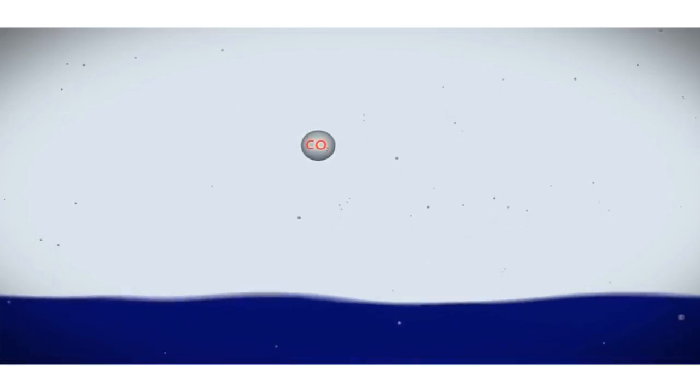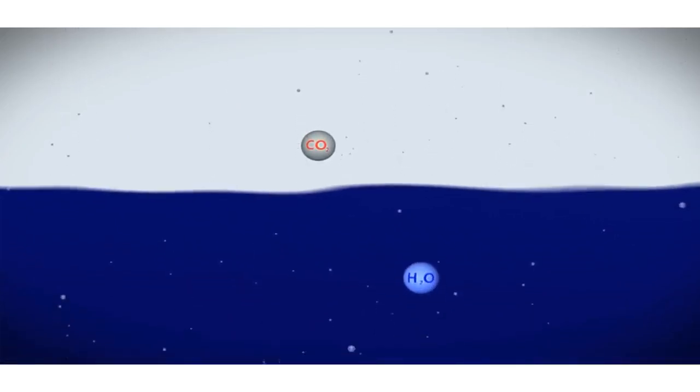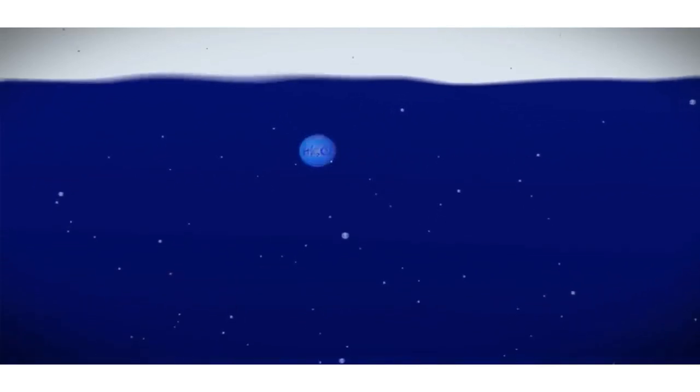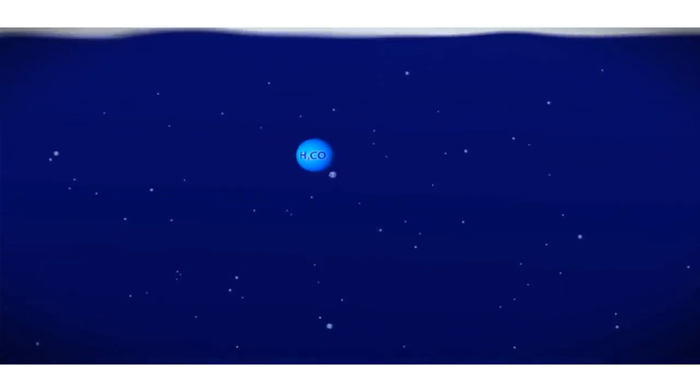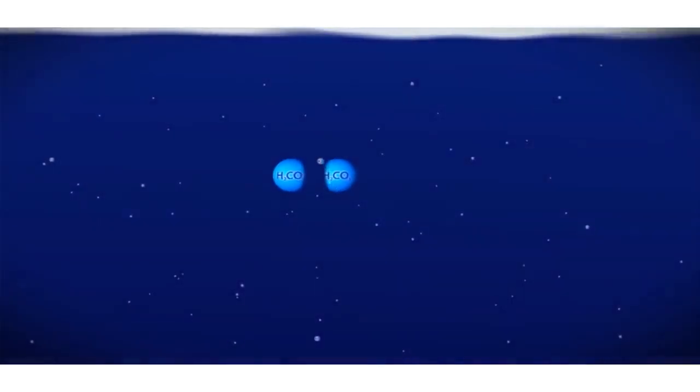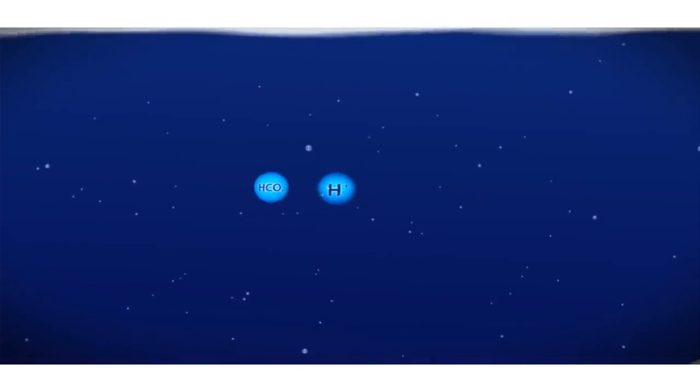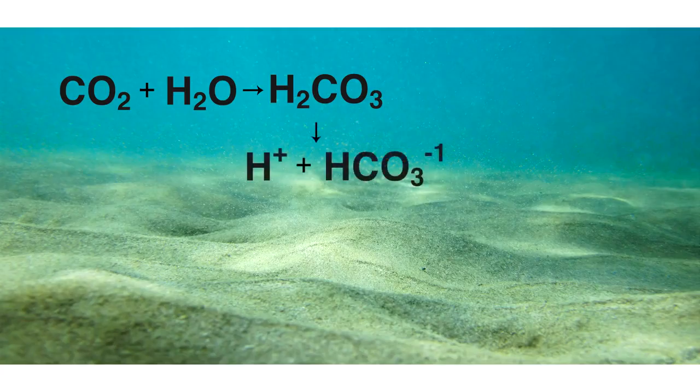So what happens when you dissolve carbon dioxide in the oceans? Well, the carbon dioxide forms a compound with water called carbonic acid, which then dissociates. That means it splits up and forms two ions, a proton, H+, and a bicarbonate ion, HCO3-. That can dissociate again, giving off another proton and a carbonate ion. And each time a proton is added to water, it becomes a little bit more acidic.